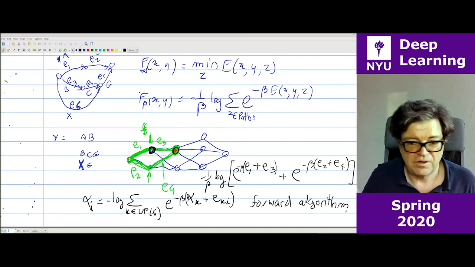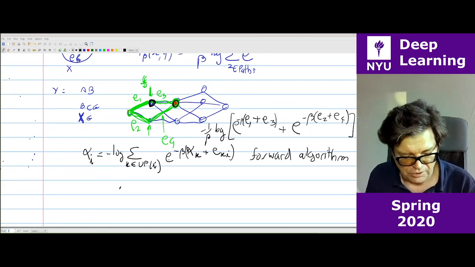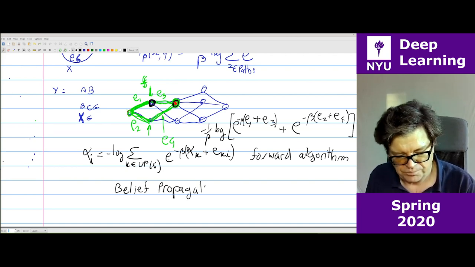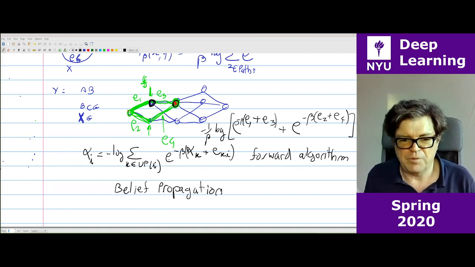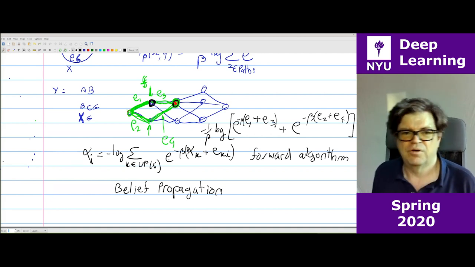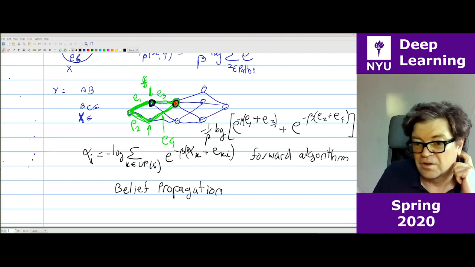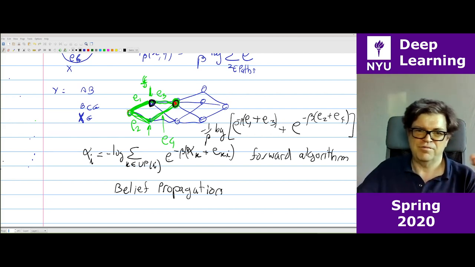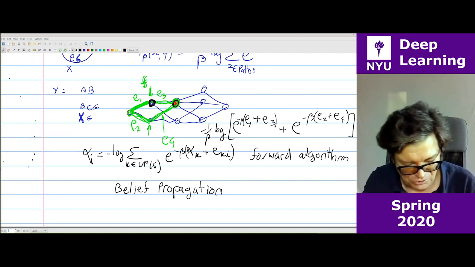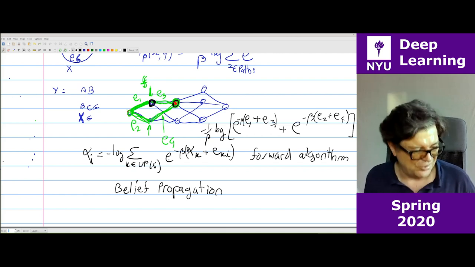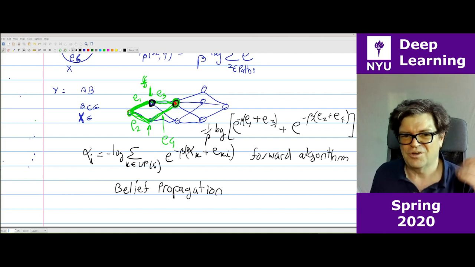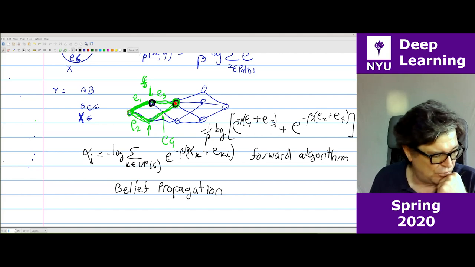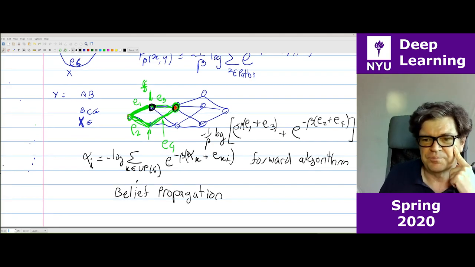And if you've heard about this, it's actually a special case of the so-called belief propagation algorithm. Belief propagation is a general algorithm for graphical models. And the forward algorithm is a special case when your graph is basically a chain graph, okay? But I'm not going to go into this. You can take a course on Bayesian nets or graphical models or probabilistic methods. If you take a course with Rajesh, he will explain that to you. This would take us too far.